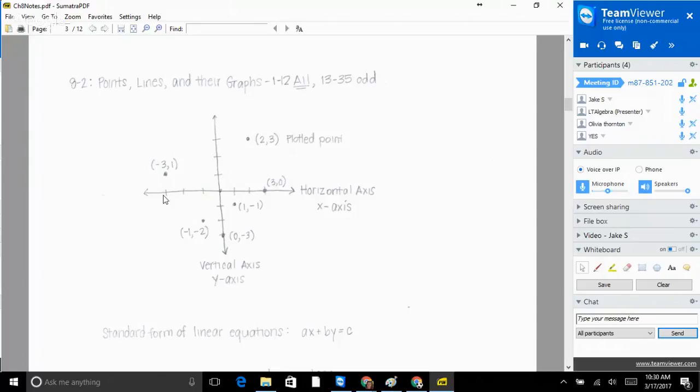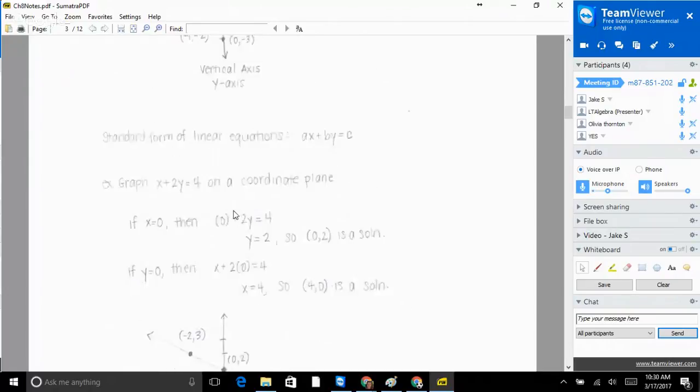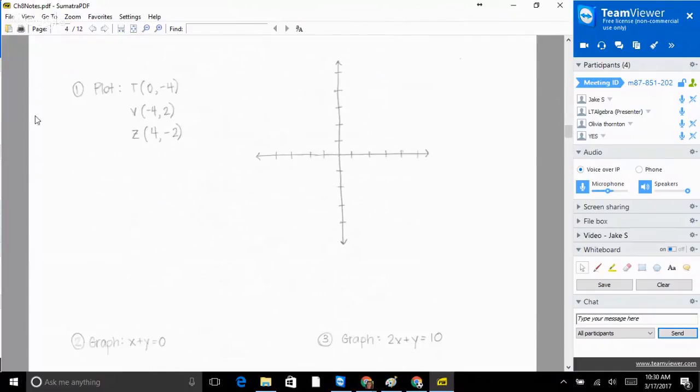What we did is I have some points plotted for you right here. I probably should have just done this. So this is a very simple coordinate plane, obviously, that I just drew by hand, right? We should be able to plot T, V, and Z pretty easily. Okay, so T would be at 0, -4. If you want to try these on your own, it's at 0, -4. So here would be T.